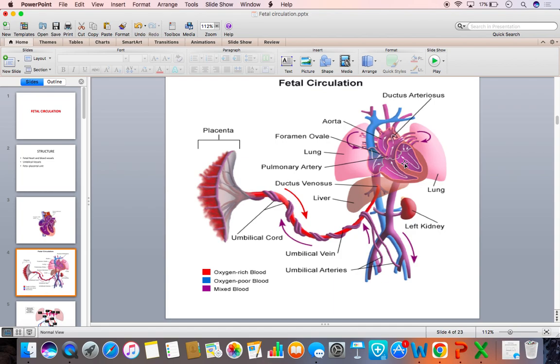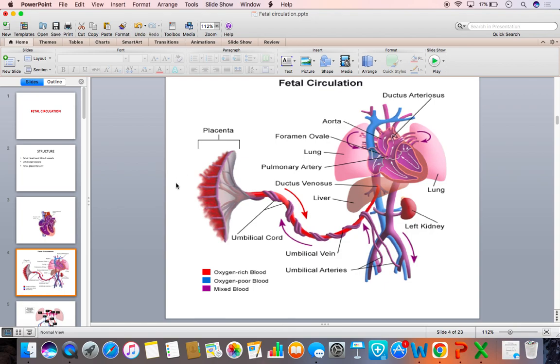poor degree of saturation, rather deoxygenated blood or the mixed blood, supplies the trunk and the lower extremities and is ultimately taken by the umbilical arteries to the placenta through the umbilical cord for reoxygenation in the placenta. This is in brief about the fetal circulation.